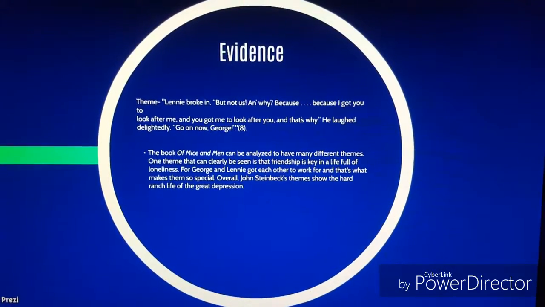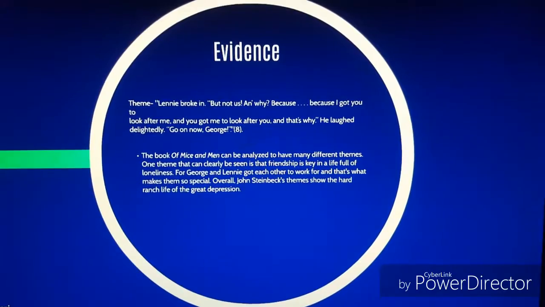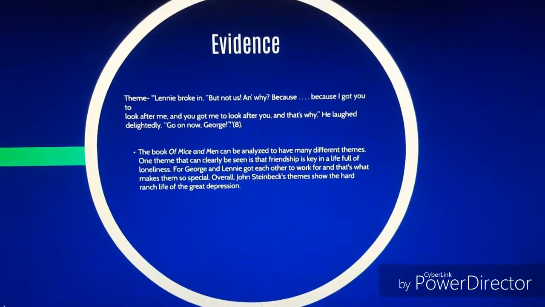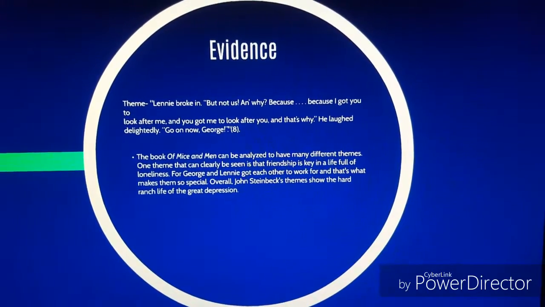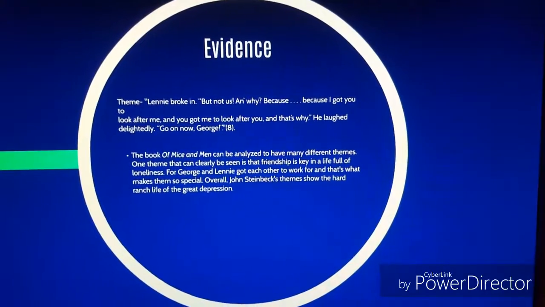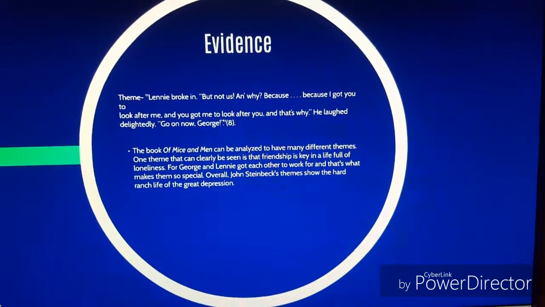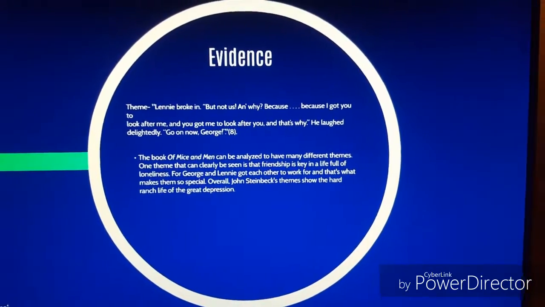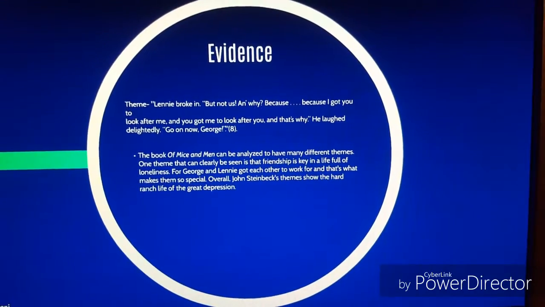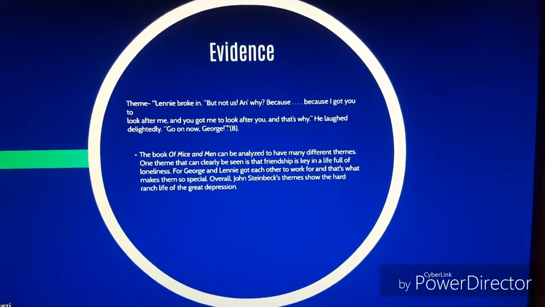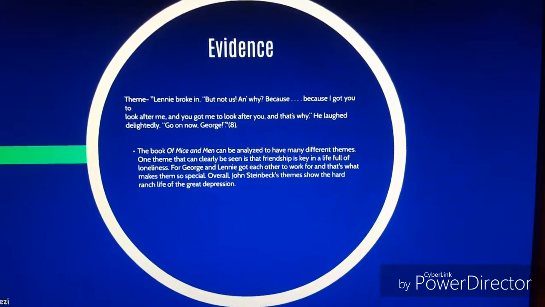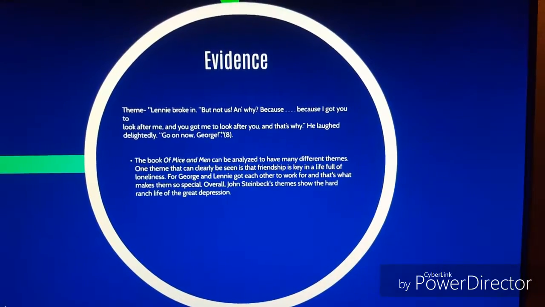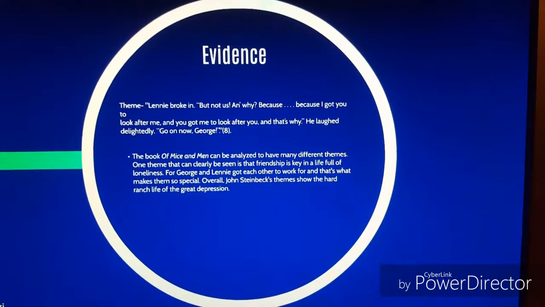Moving on to our second example, where John Steinbeck uses theme to show the difficulty of rancher life during the Great Depression. In the example, George and Lenny are talking among themselves about how lucky they are to have each other, as one clear theme in the book Of Mice and Men is that friendship is key in a life full of loneliness. That cowboy life is so lonely, moving from ranch to ranch, earning up a stake. But George and Lenny have each other to work for, to depend on. John Steinbeck uses George and Lenny to show how lucky they are compared to other ranchers who have to live with that loneliness every day.